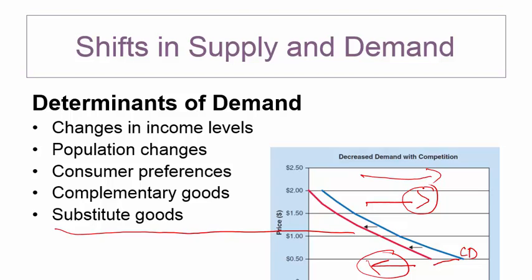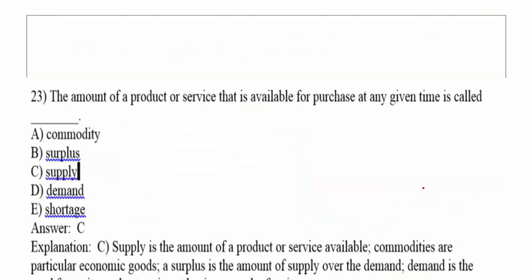You'll see what I'm talking about. Population changes can shift these. Obviously, we get a lot more population, more people fighting for fewer goods. That could shift the demand curve. Okay, good. So let's take a look at a couple of questions.